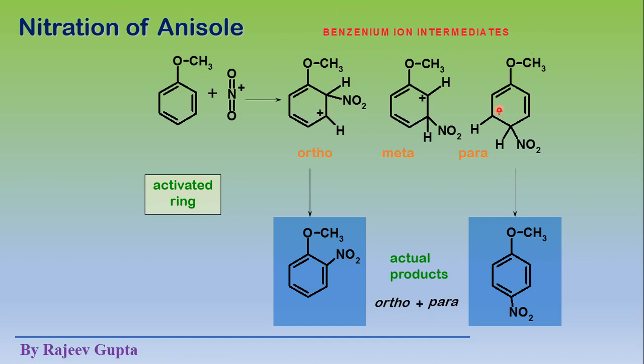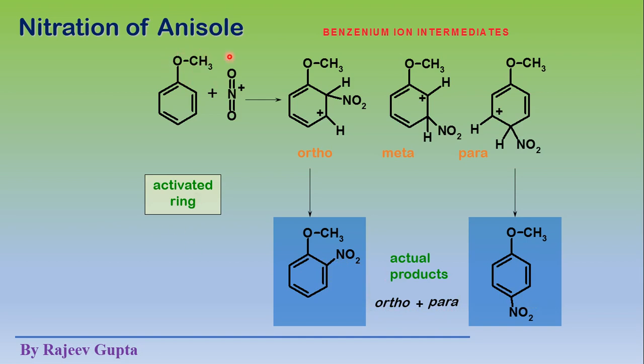All will show their own resonating structures. It will show a total of 4 resonating structures, but meta will show only 3. See, what is the actual product? The actual product is an ortho plus para mixture, meaning ortho and para both will be obtained as the major product. This is the ortho product and this is the meta product.